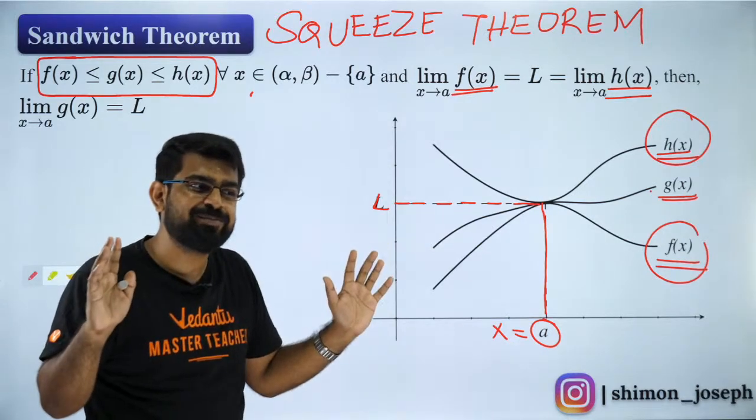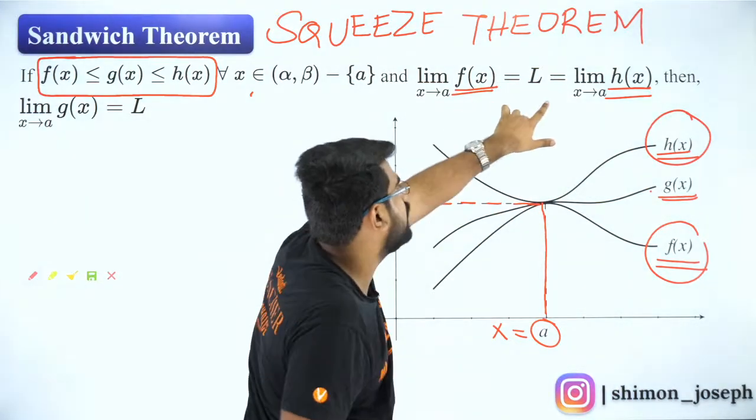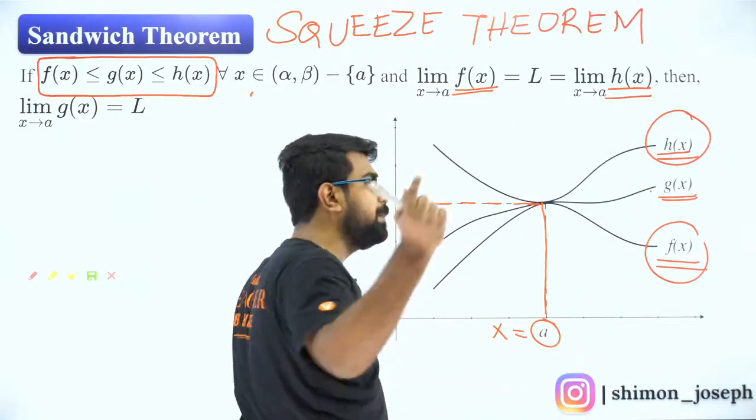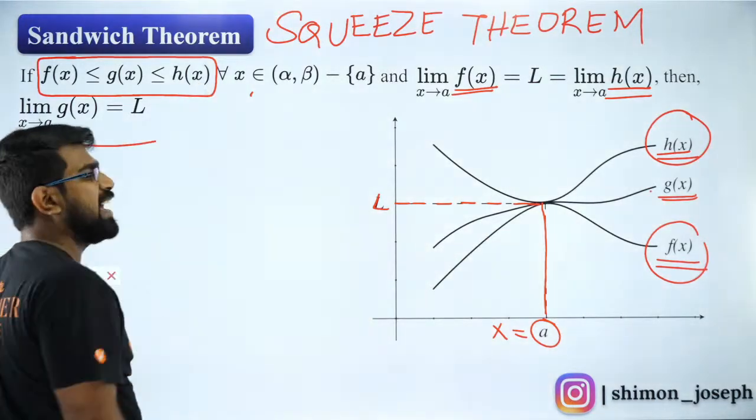Did you all like it? So if your top and bottom functions are having the same limit, then your middle one will also have the same limit. That is the statement of your sandwich theorem.